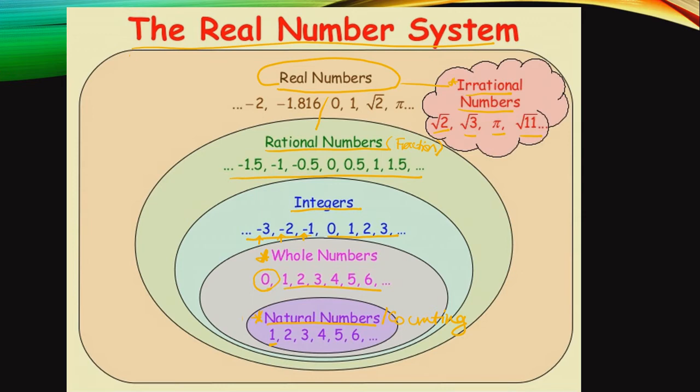So that we will familiarize ourselves with the letter symbols. First, real numbers, we're going to use capital R. This is the set of real numbers. For the set of rational numbers, that is Q. For the set of integers, that is Z. For the set of whole numbers, we're going to use W. And for the set of natural numbers, N.